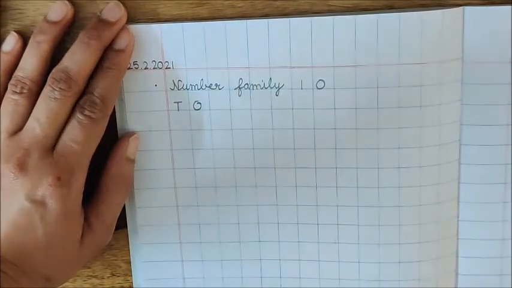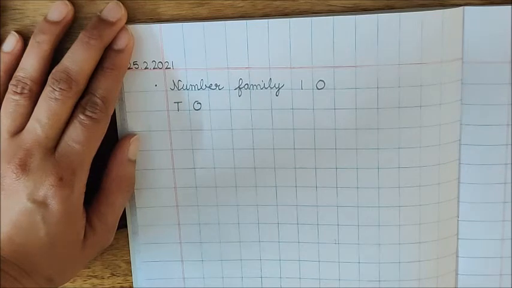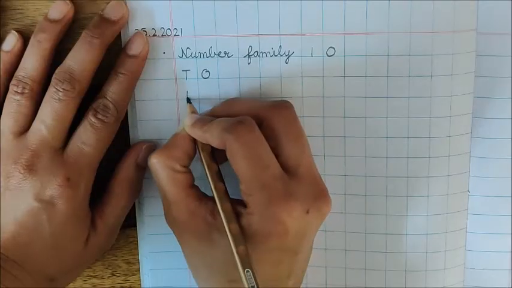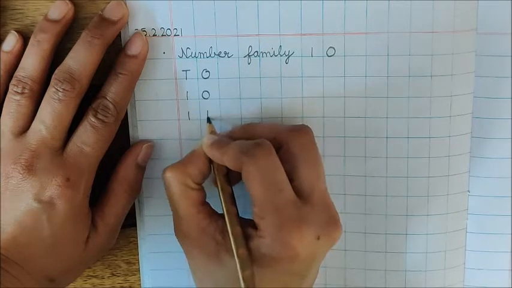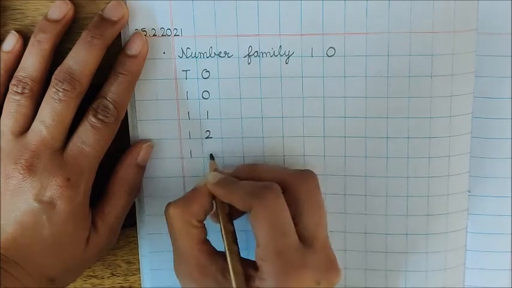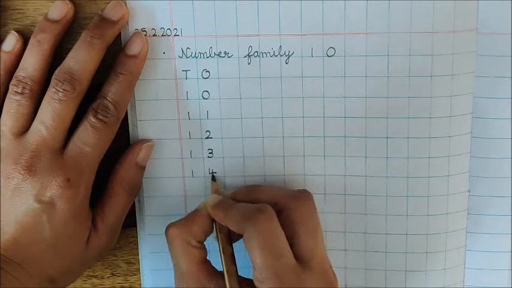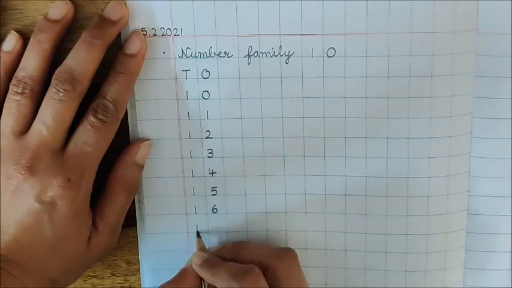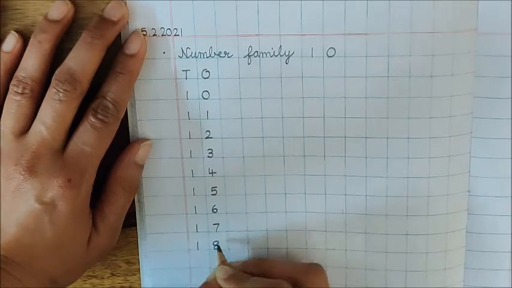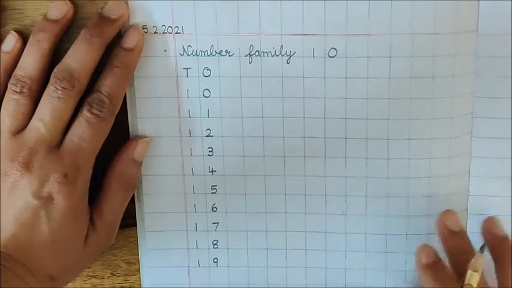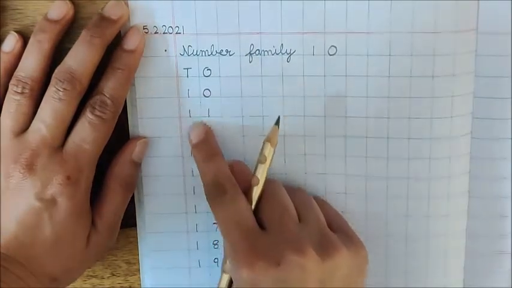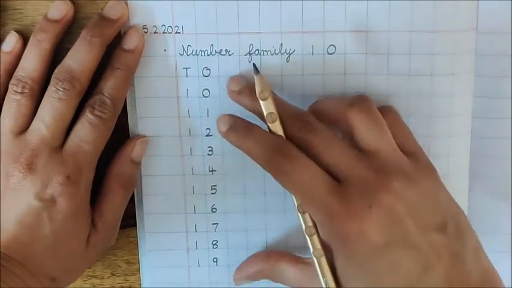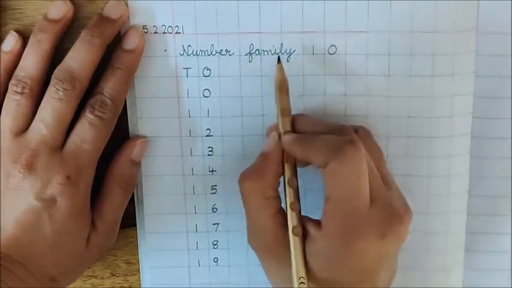Who is in tens family? All the numbers which have got 1 ten in them belong to tens family. Like 10, 11, 12, 13, 14, 15, 16, 17, 18, 19. See, all these numbers have got 1 ten in them. So all these numbers belong to tens family. Wo sare numbers jisme 1 ten aata hai, wo 10 ki family ko belong karte hai.